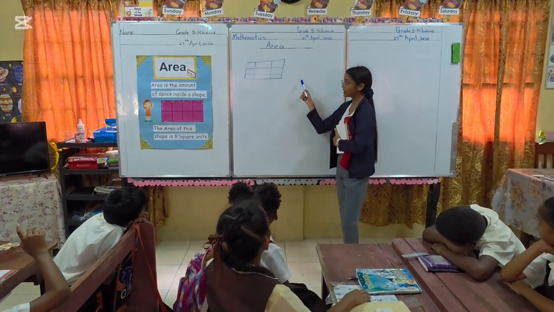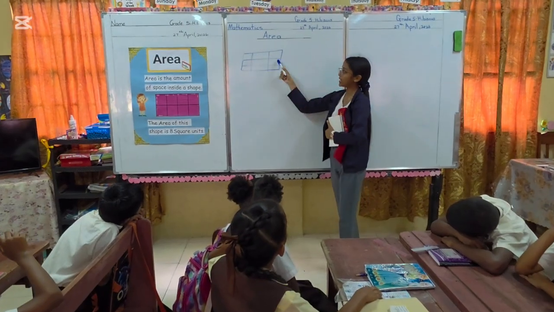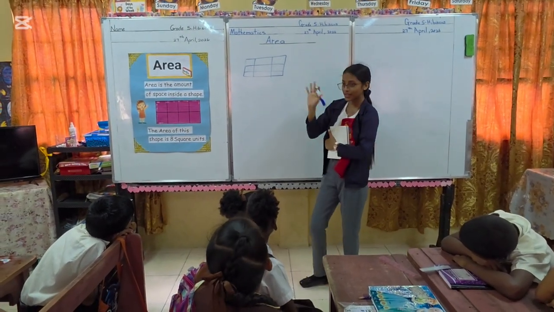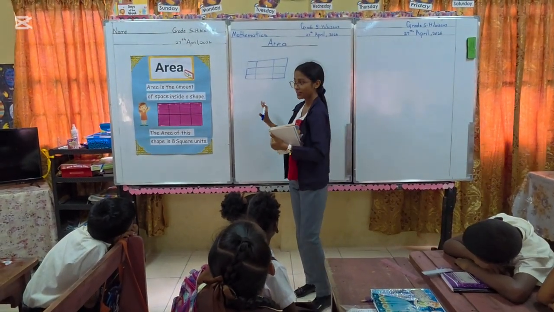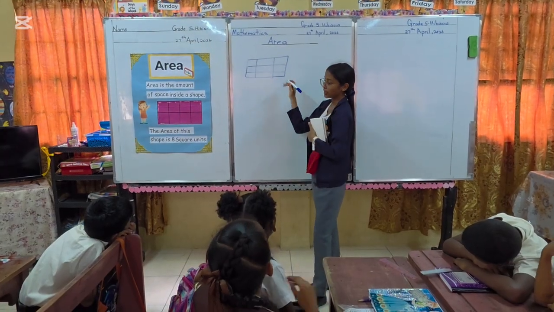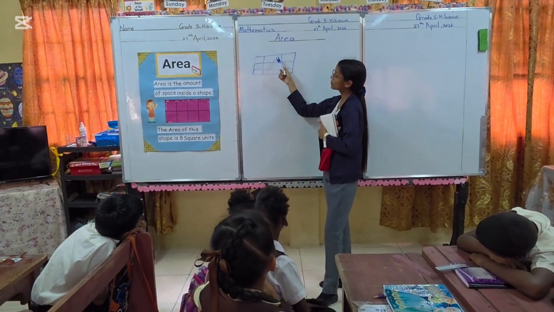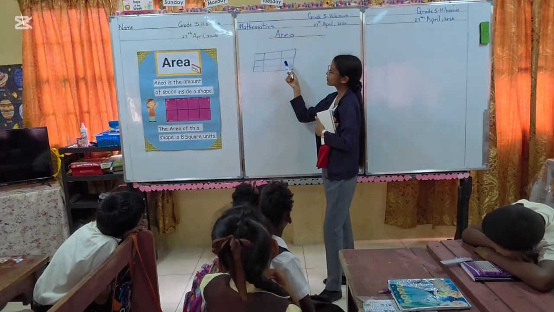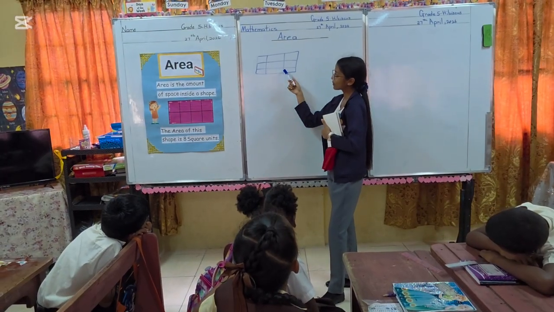So I have my rectangle there. I have my squares inside. Don't look, I try my best, okay? So let's count how much is in here now. Let's count. 1, 2, 3, 4, 5, 6, 7, 8, 9.